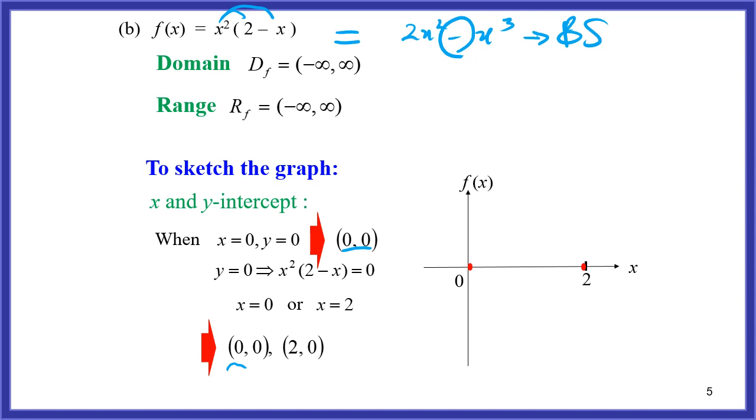So it's an x cubed with a negative coefficient, so the graph should be going down. It's going down, but you need to make sure that it passes through the points. So this is our graph.